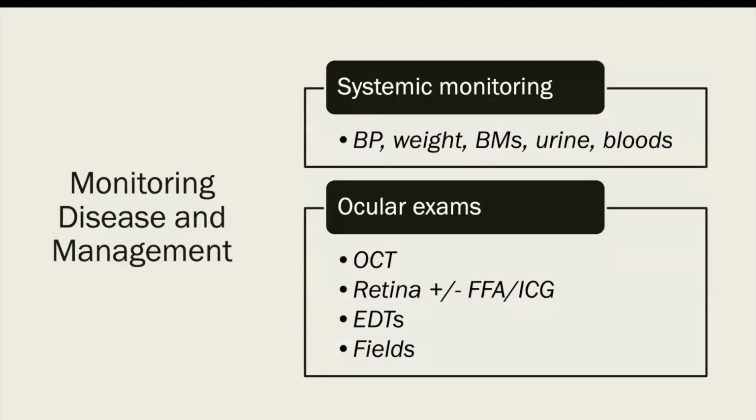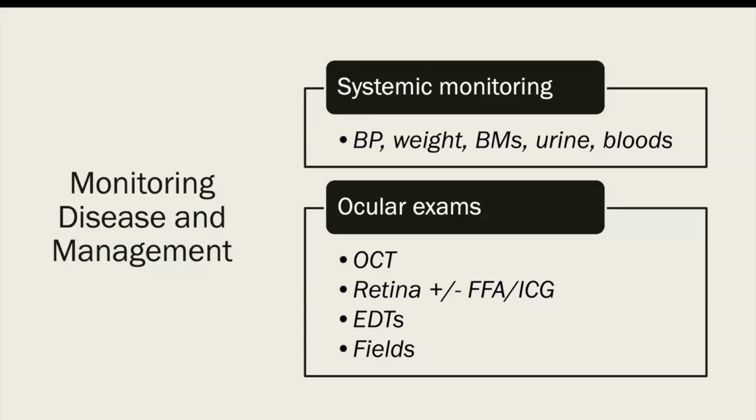So when it comes to monitoring uveitis and how to manage it, you tend to monitor the systemic side, especially if you're thinking about starting the patient on things like oral steroids or immunosuppressants. So look at their blood pressure, their weight, their blood sugars, check their urine and their bloods, looking at their liver function. And then for ocular exams, you may want to keep an eye on their OCT.